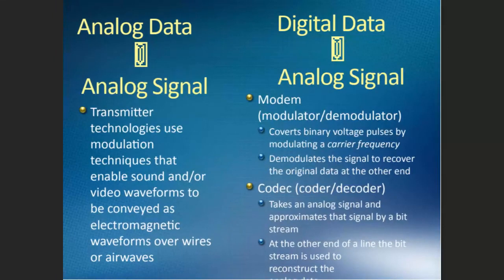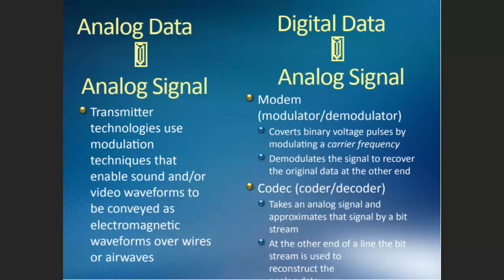Analog data into analog signal. Transmitter technologies use modulation techniques that enable sound or video waveforms to be conveyed as electromagnetic waveform over wires or airwaves, or wirelessly.